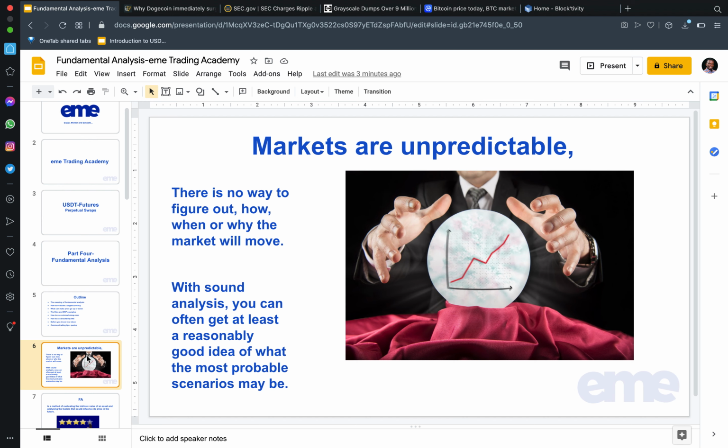Markets are unpredictable. This is a fact. There's no way to accurately figure out how, when, or why the market will move. But with sound analysis, you can have a reasonably good idea. You can make a very educated guess, and you can actually be able to know where the market is going.